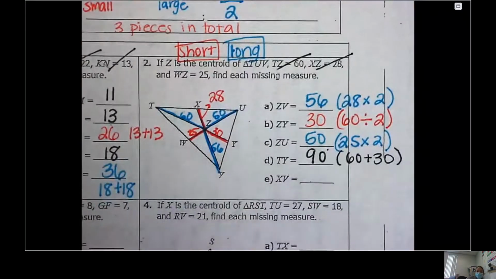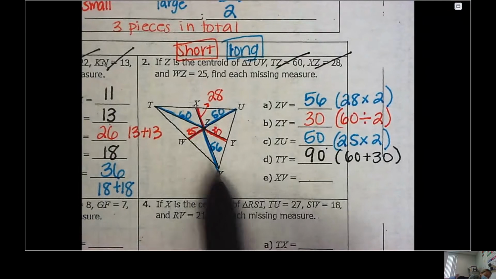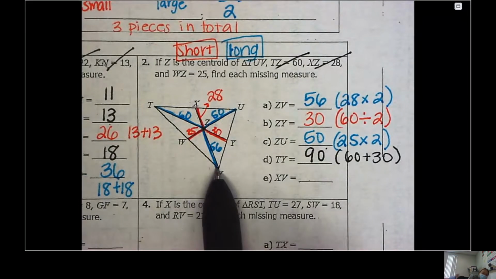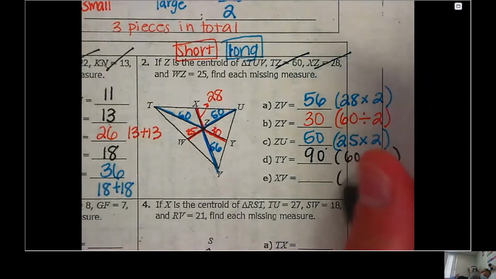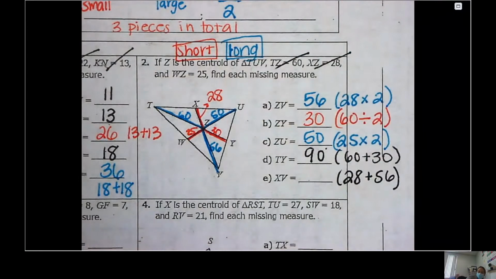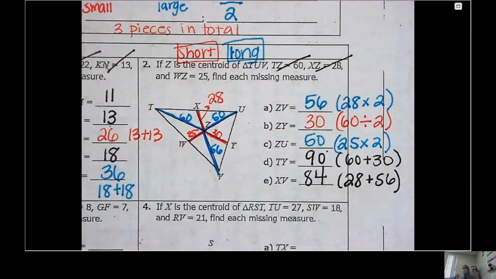Okay, last one. XV is this whole thing. So Miss Tommaso walked 28 feet, and then she walked 56 feet. What do I have to do? Add them together, 28 and 56. What is 28 and 56? 84. Good, now you've got your whole thing.